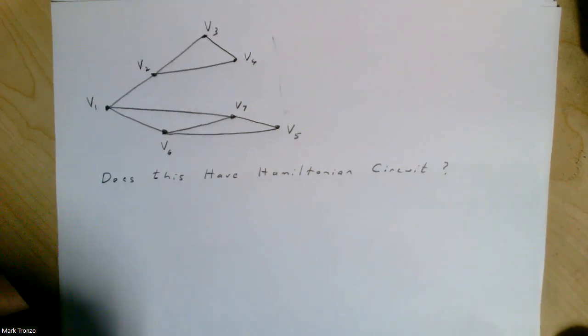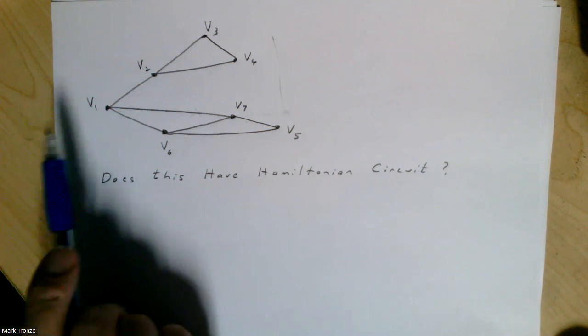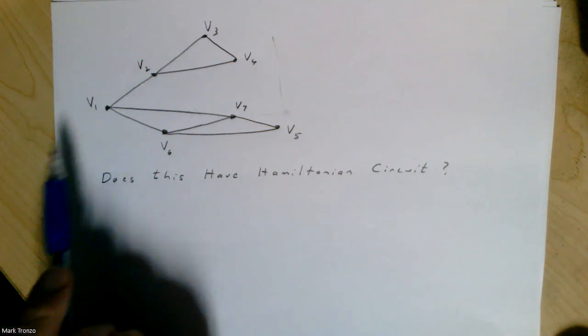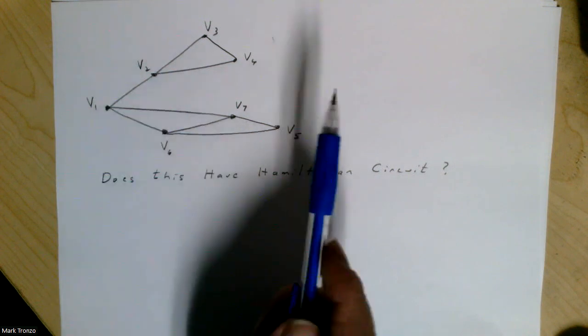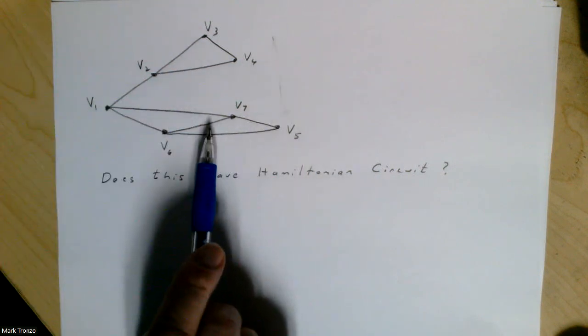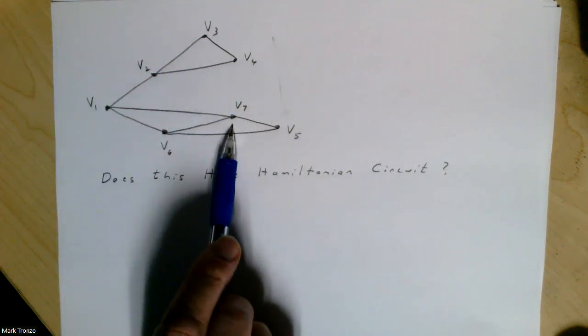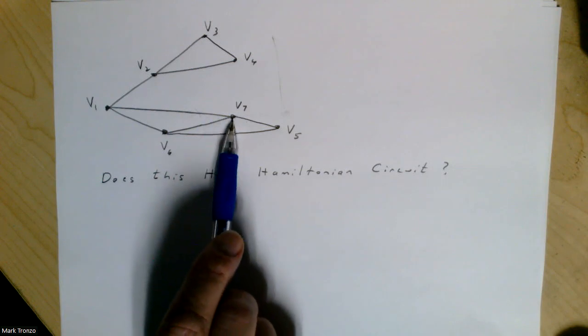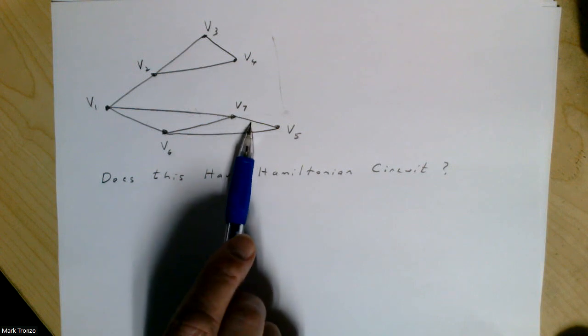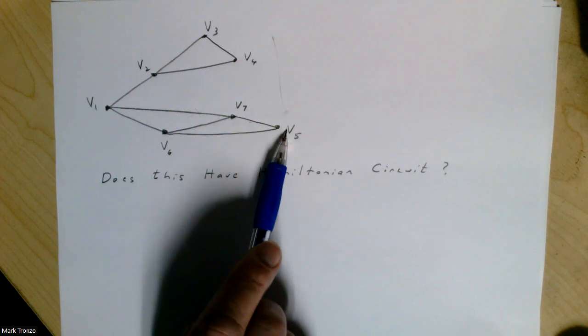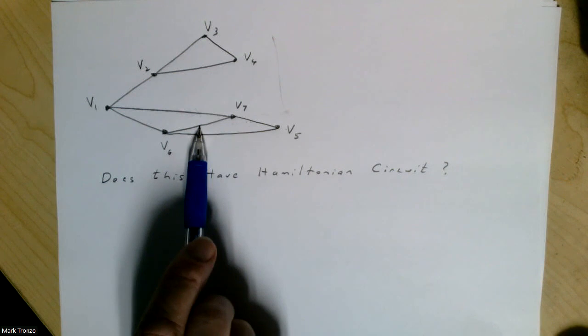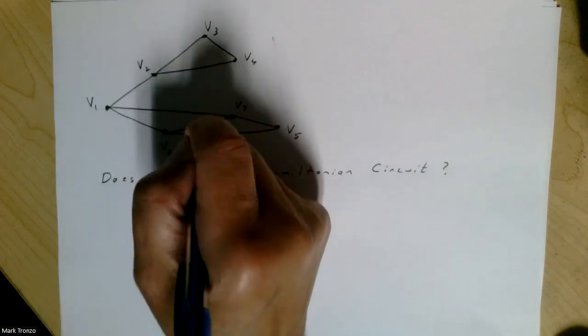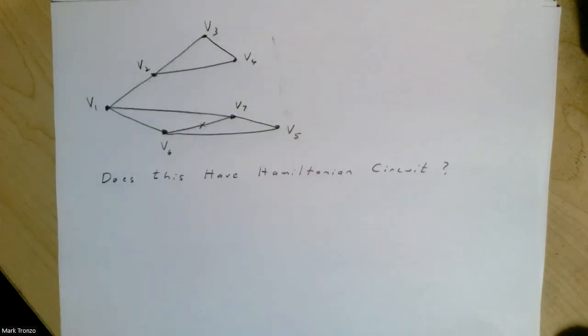So once again, let's go through and let's see. Let's start over here. Let's start with V7. Let's get it down to degree 2. Now we can't take that one away because V5 already has degree 2. So we could take away this one or this one. Let's maybe take away this one here.